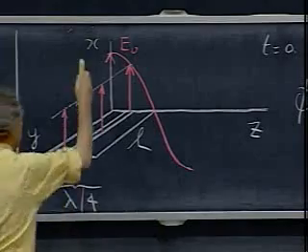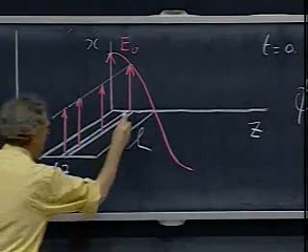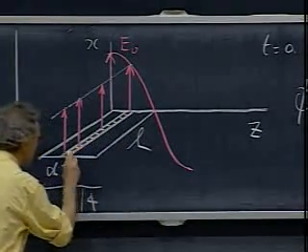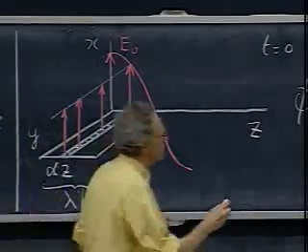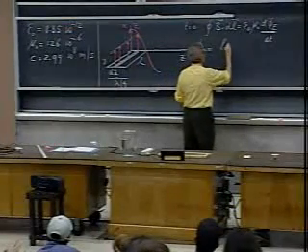So dA and E are in the same direction. So what is dA of this little slice? That is L times dz. So I get L times dz.